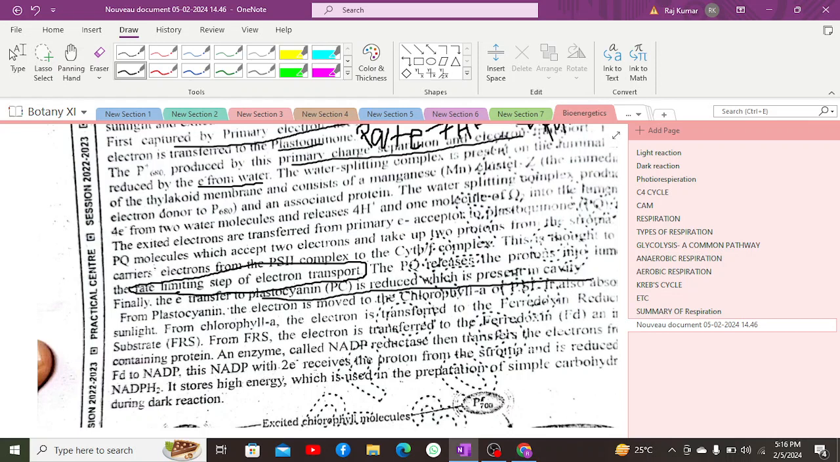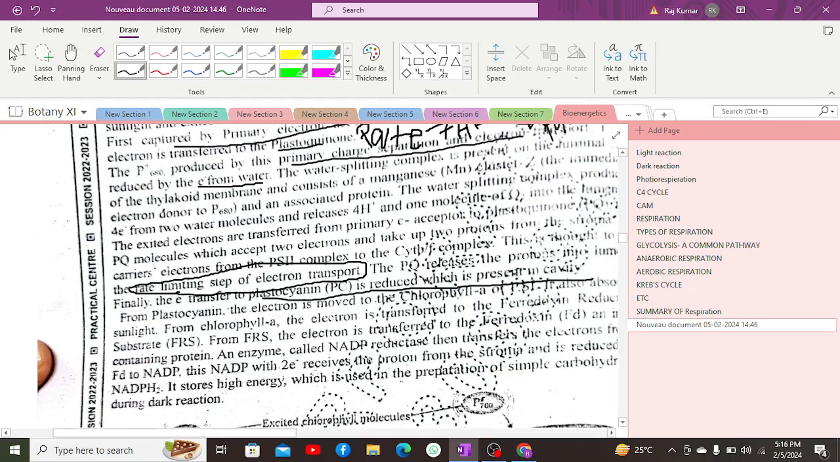From ferredoxin reducing substrate, the electron is transferred to the ferredoxin, an iron containing protein, and an enzyme called NADP reductase then transfers the electron from the ferredoxin to NADP. This NADP with two electrons receives a proton from the stroma and reduces the NADP into NADPH2. Now NADPH2 is in reduced form, due to which it stores high energy, which is used in the preparation of simple carbohydrate during dark reaction.